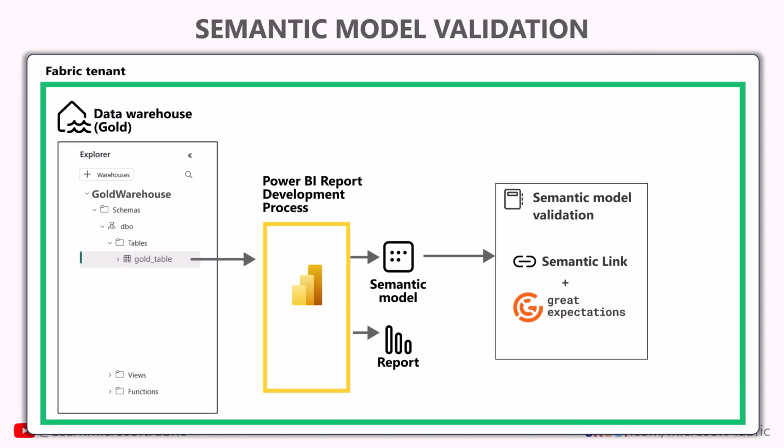Now, semantic link is a feature in Fabric that allows us to basically inspect what's going on inside a semantic model through a Python notebook. So we can have a look at the data in tables in the semantic models. We can explore relationships. We can even evaluate DAX measures and inspect the results. So the combination of that plus Great Expectations means we can validate that what's gone on in that semantic modeling phase actually reflects reality, and you've encoded the right business logic and the calculations are returning the right results.